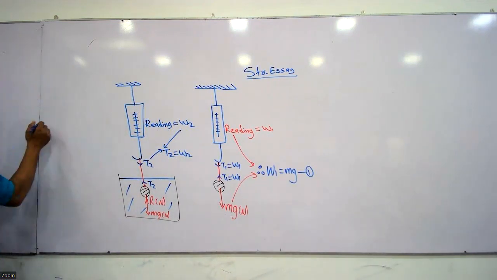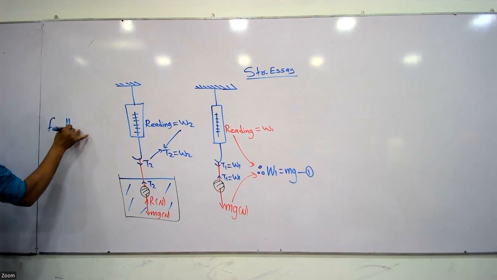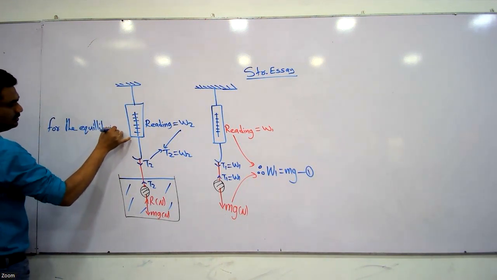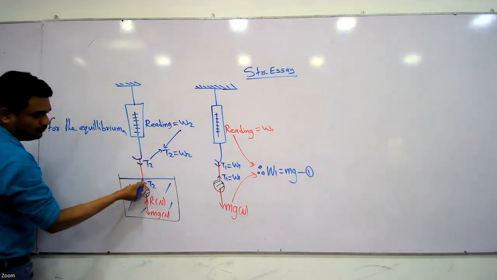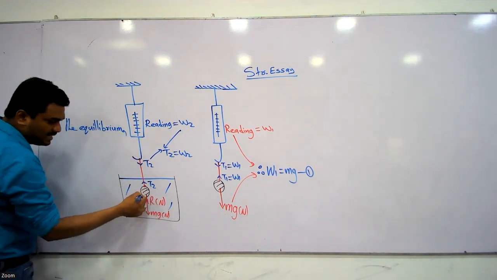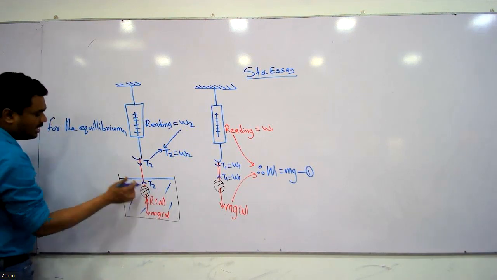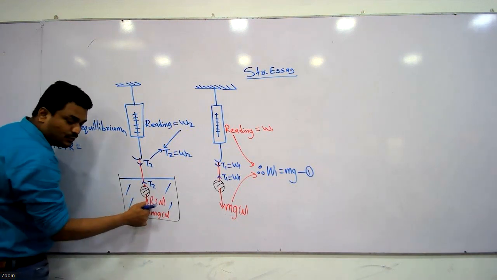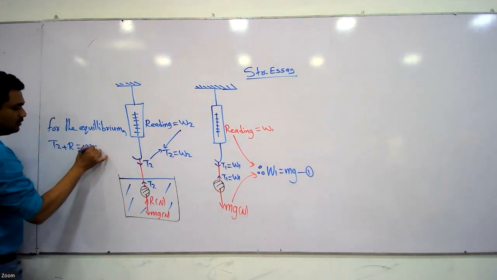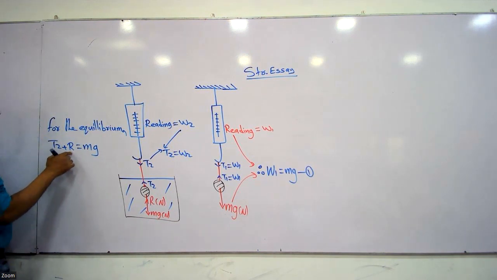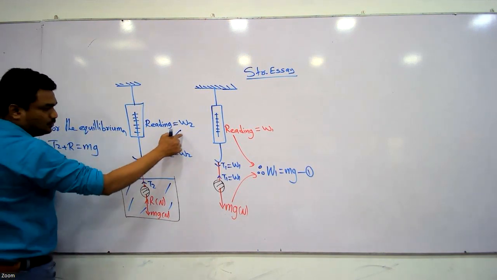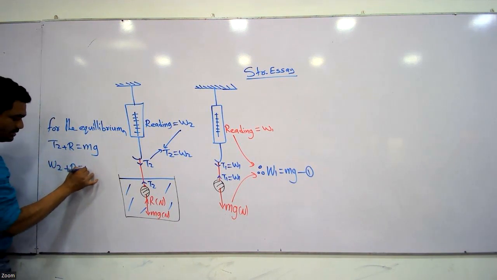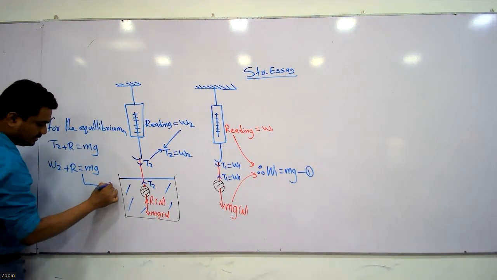Please write for the equilibrium: forces acting upward should be equal to the summation of the forces acting downward. T2 and R are acting up. The summation of the forces acting upward, T2 and R, should be equal to the force acting downward. T2 plus R equals mg, but T2 is equal to W2. So therefore W2 plus R equals mg. So this is the second equation.